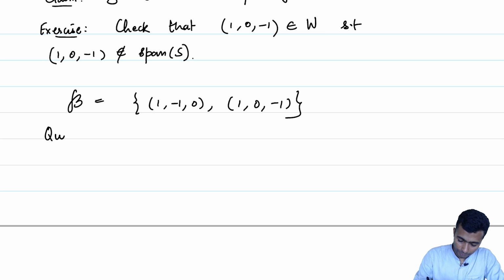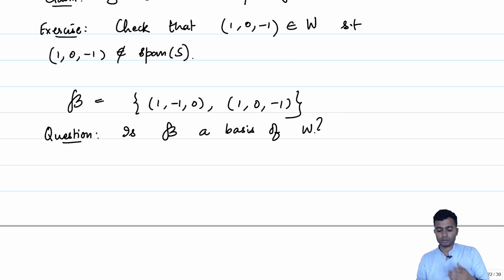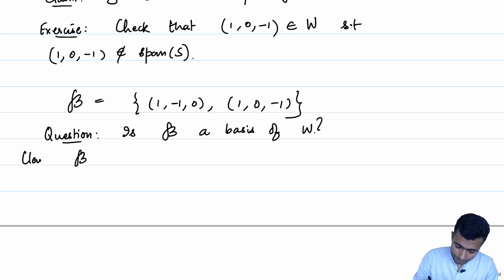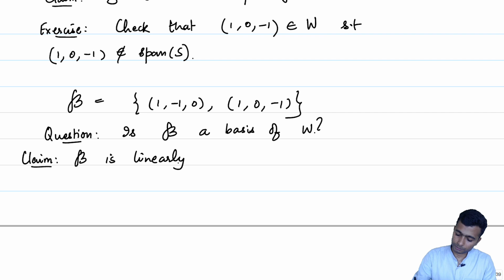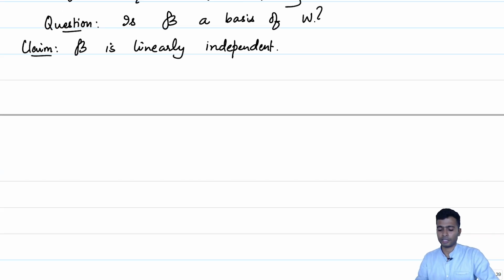So, question: is B a basis of W? I will leave it as an exercise for you to check that if you have a linear combination equal to 0, then A plus B is 0. Okay, let me just show it. Claim: B is linearly independent. This is the easier claim to show for it to be a basis. You have to check both. Let us first check that it is linearly independent.